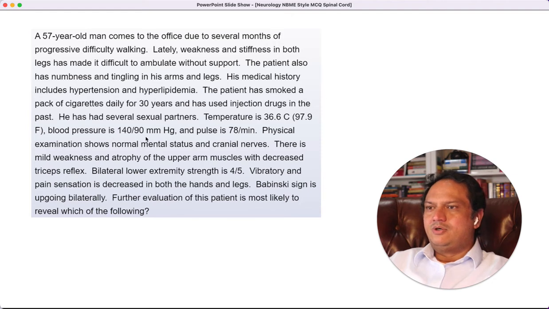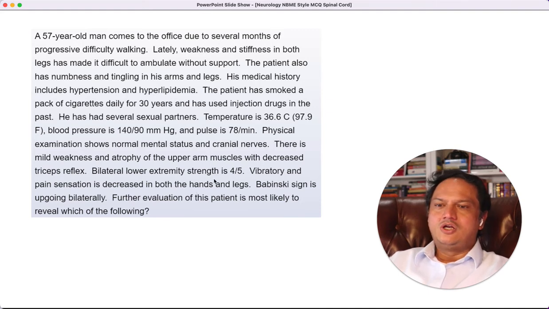Temperature is normal, blood pressure is slightly elevated but not significant. Normal cognitive and cranial exam, mild weakness and atrophy of upper arm muscles with decreased triceps reflex. So there is some decreased reflex, which means that there is a lower motor pattern in the cervical area. Bilateral lower extremity strength is 4 out of 5, so very mild weakness. Vibratory and pain sensation is decreased in both hands and legs.